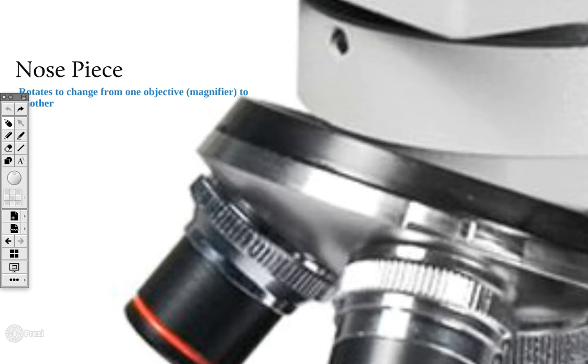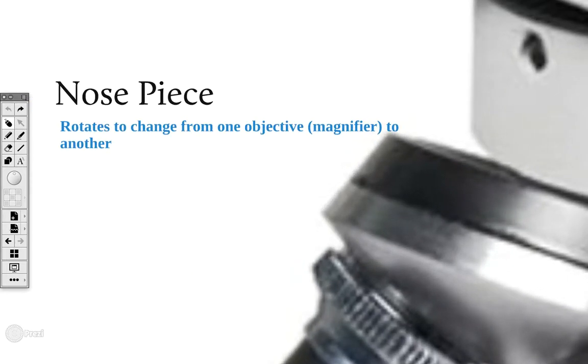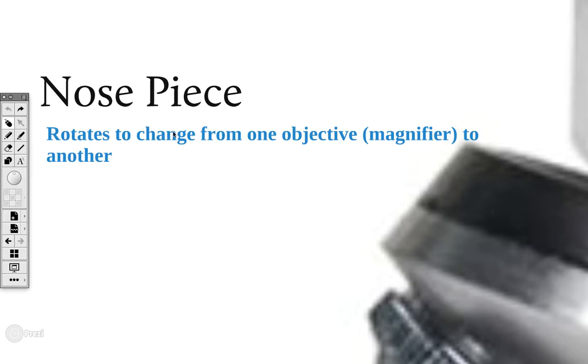As we move through the microscope, we've got something right here down at the bottom, which is called a nose piece. The reason it's called a nose piece is because it holds and rotates to change from one of these objective lenses to another. And those objectives we'll get to here in a second, but those are the magnifiers.